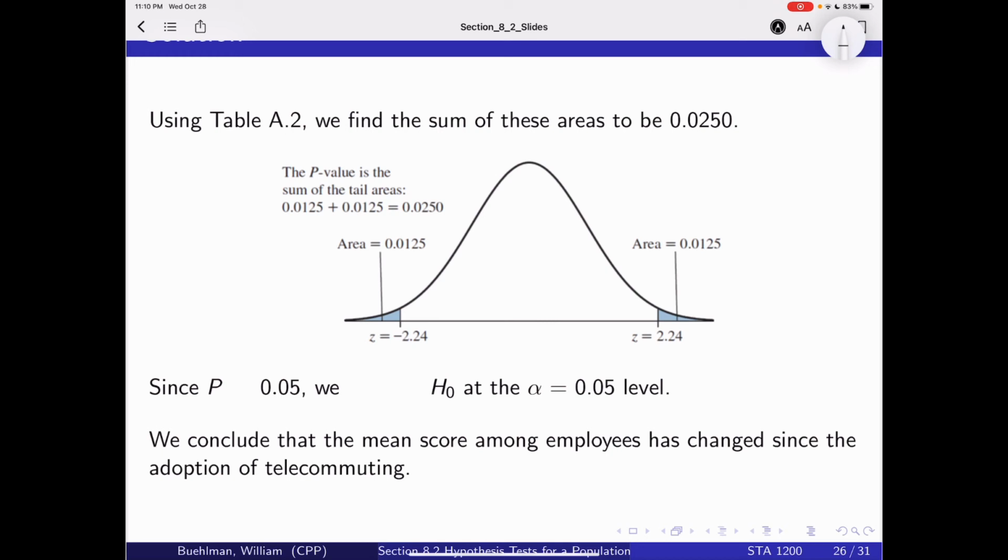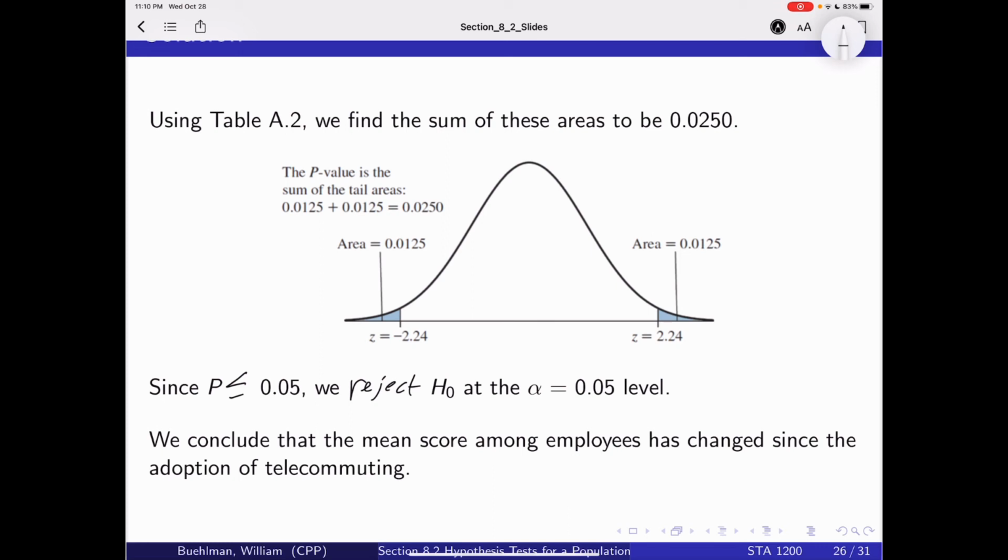0.0250. So since P is less than or equal to 0.05, we reject the null hypothesis at the alpha equaling 0.05 level. So what does that mean? We conclude that the mean score among employees has changed since the adoption of telecommuting.